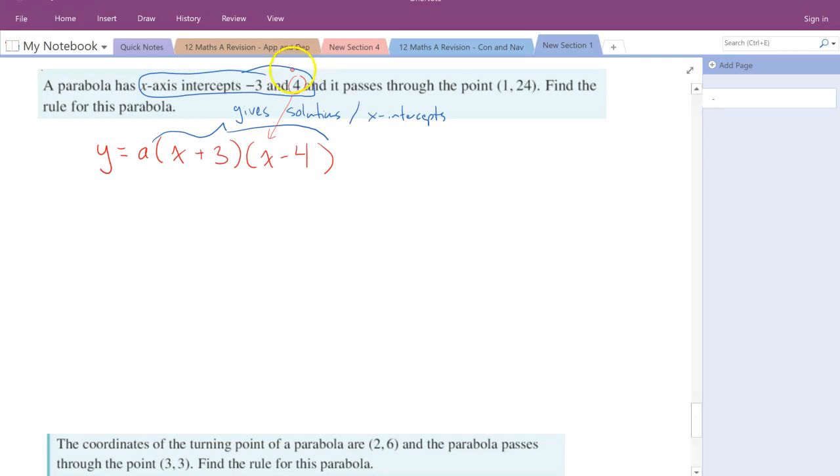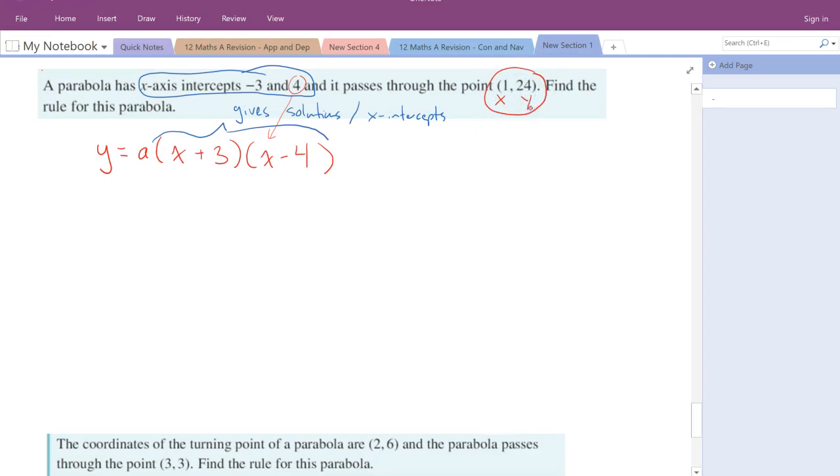So the x-intercepts get us this far, but we still have to solve for a. And that's where this point comes in. Right now we have 3 unknowns. We have y, a, and x. And we need to solve for one of them. So if we want to solve for one, we need the other two. And this point gives us the other two. It gives us an x and it gives us a corresponding y.